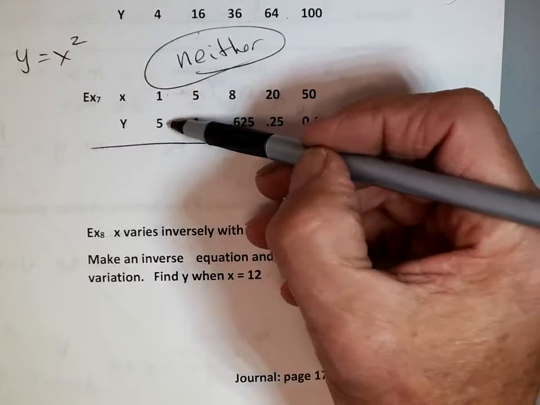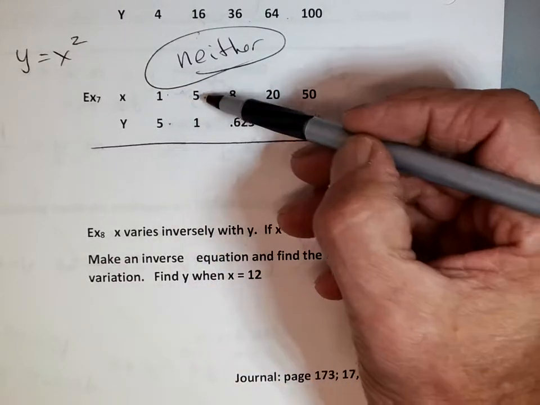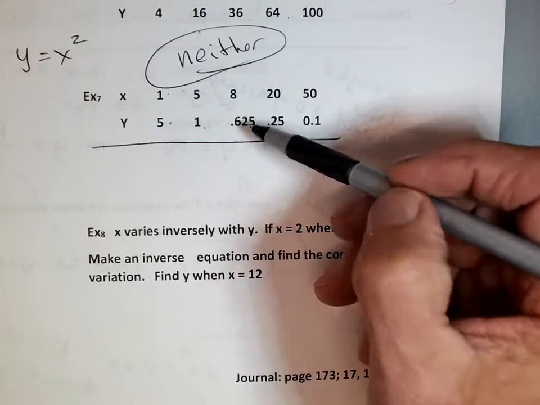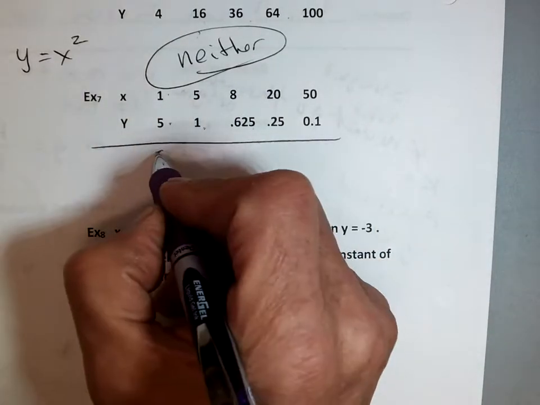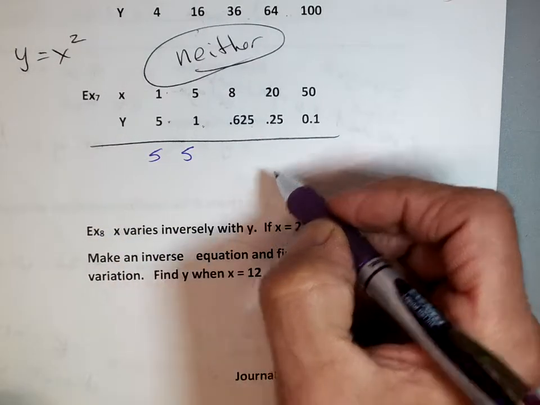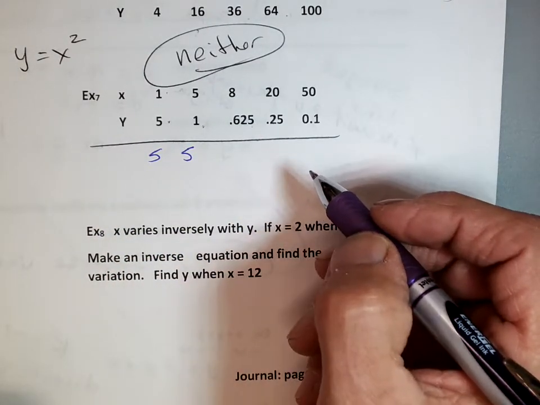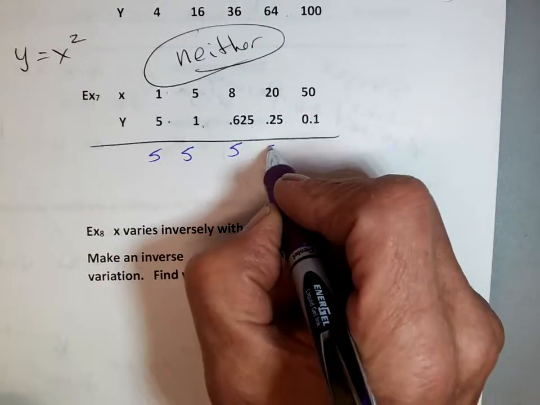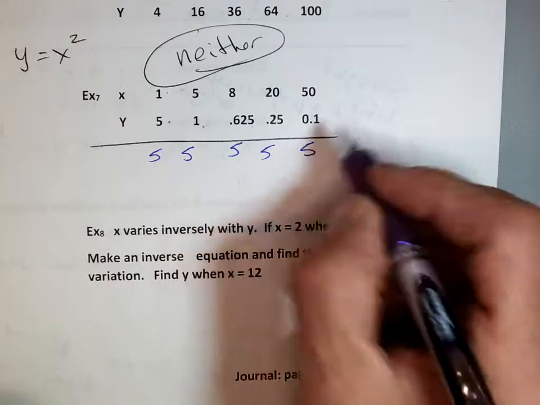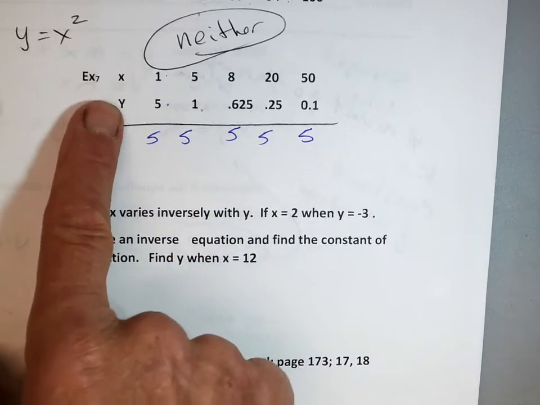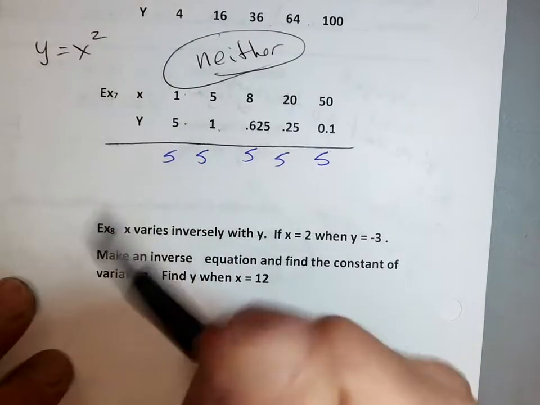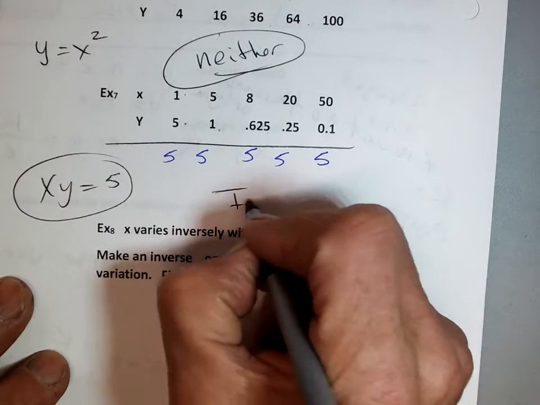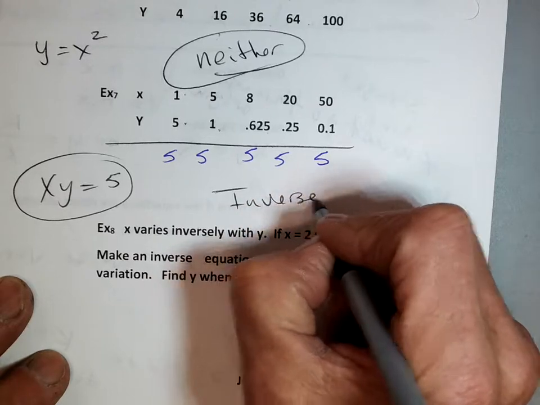What's 1 times 5? 5 times 1. 8 times 0.625. Try to calculate. What's that? I would go along with 5 maybe. Let's double check it though. Jay's going to tell us what it is. 5. What's 20 times 0.25? 5. Hey, 50 times 0.1? So what do I have? I've got x times y equals what? Yep, there's my equation, right? So I would say that's an inverse variation.